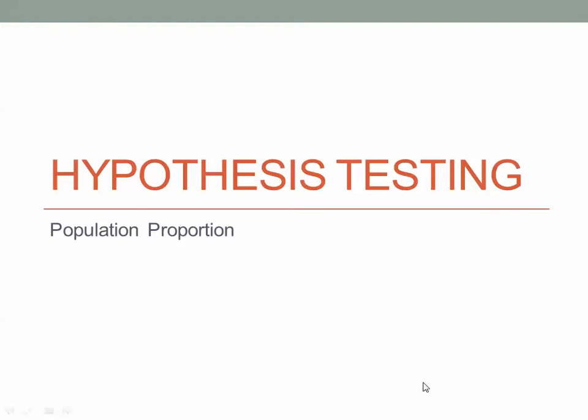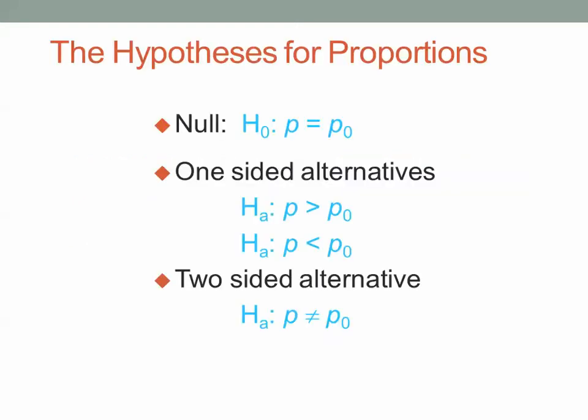This video is going to discuss hypothesis testing, another form of statistical inference, where the parameter of interest is the population proportion. In hypothesis testing, you have two hypotheses. You have your null hypothesis, which is either what you believe to be true, or what has been claimed to be true, or what you hope to be true.